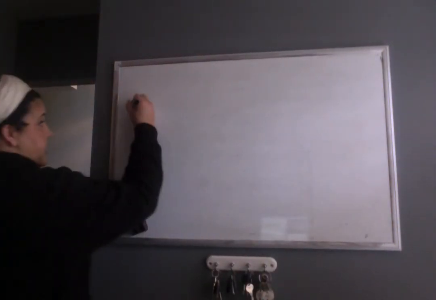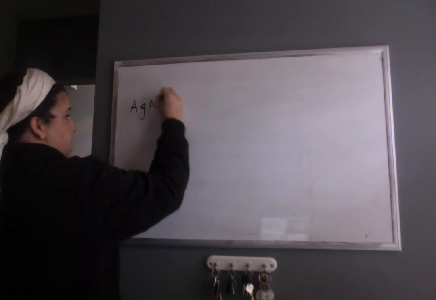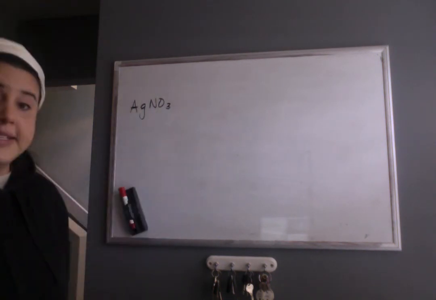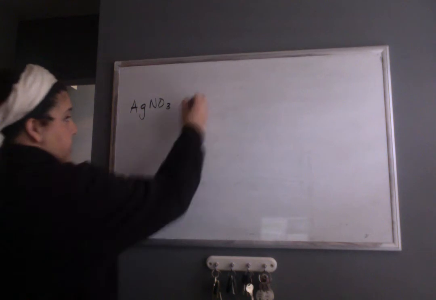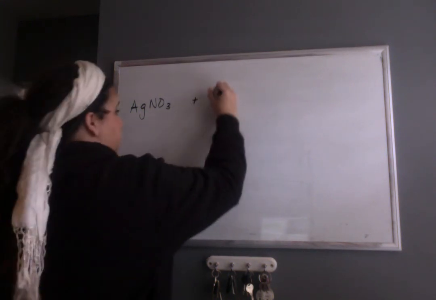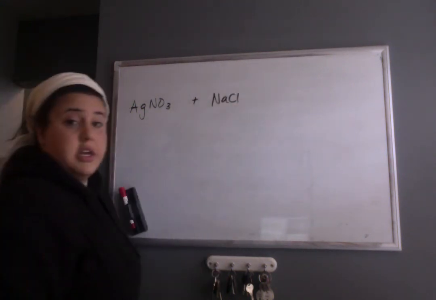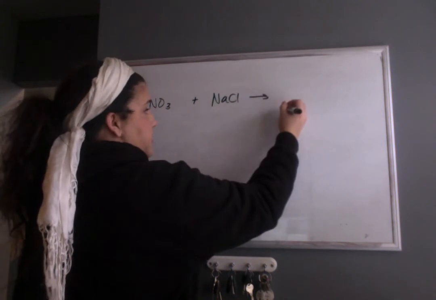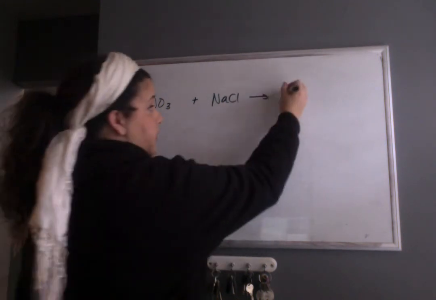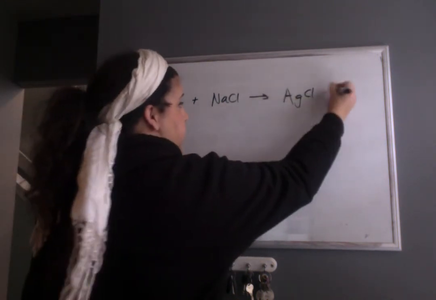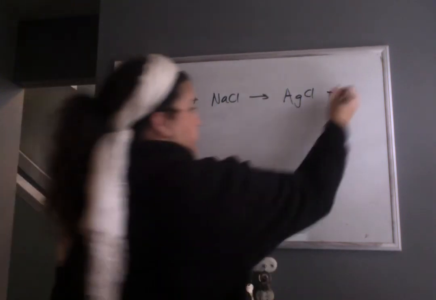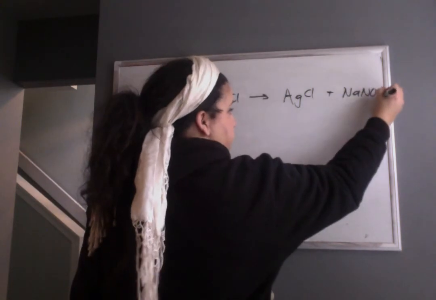Now, when you look at the slide for precipitation, you should see a couple of examples. The first example is AgNO3, also known as silver nitrate, plus NaCl, sodium chloride. I now produce silver chloride, AgCl, and I also produce sodium nitrate, NaNO3.